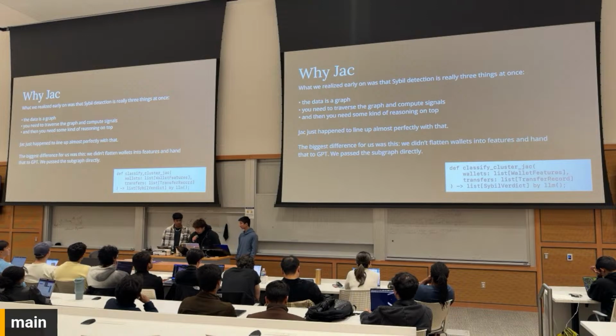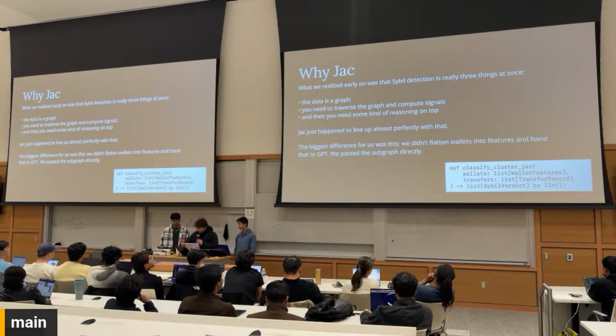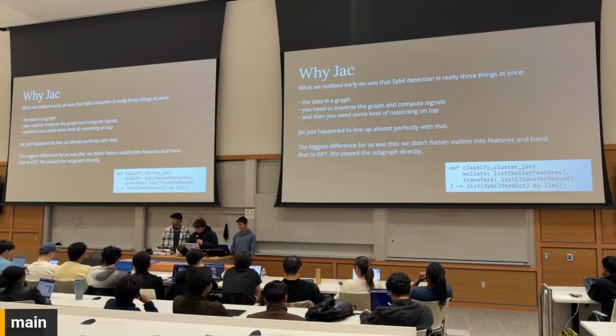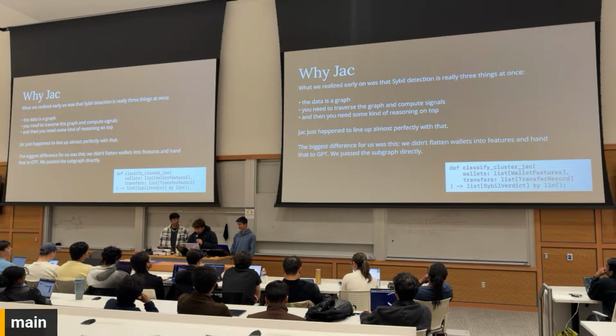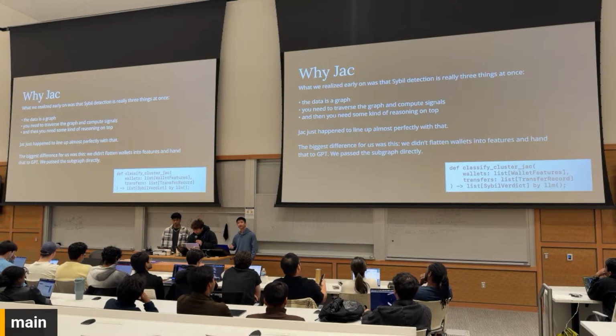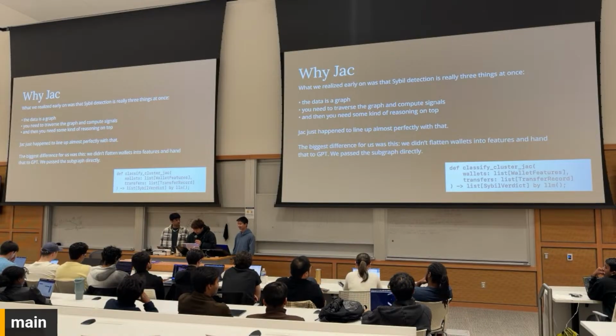So why Jac? When you try to build something like this in Python, you usually need to pull in multiple tools: one library for the graph, another for AI calls, and something to format the data going into the model. But Jac is able to roll all that into just one language. The way we thought about it, signal detection is really just 3 problems stacked on top of each other. The data is a graph, with wallets connected by transfers. You need to walk through that graph and compute signals as you go. Then you need to reason about what you found. And Jac had a built-in answer to all 3.